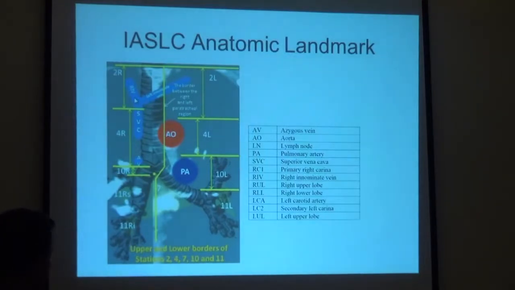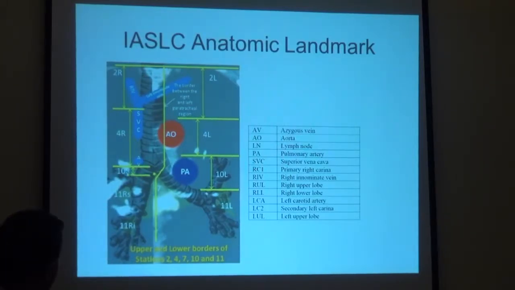This is the important landmark that Dr. Ashraf mentioned. Probably the most important is the distinction between 10 and 4R, below the azygos on the right, and above the pulmonary artery on the left. So once you cross the pulmonary artery upper border, you go from 4L to 10L, and that takes you from N2 to N1 disease, if you're ipsilateral, same side.